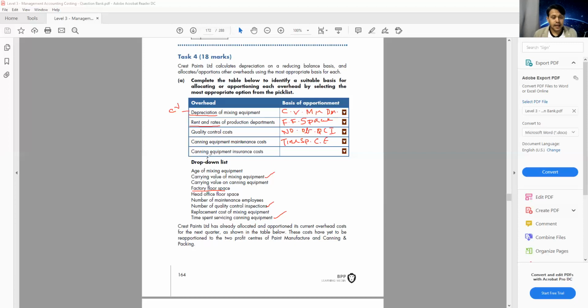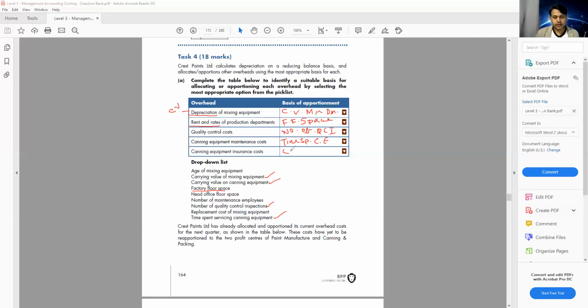Then we have canning equipment insurance cost. Insurance cost is always relevant to the value of the product. How much is the value? Canning equipment, so we'll look for the canning value. Which department? Canning. It's the carrying value of the canning equipment.